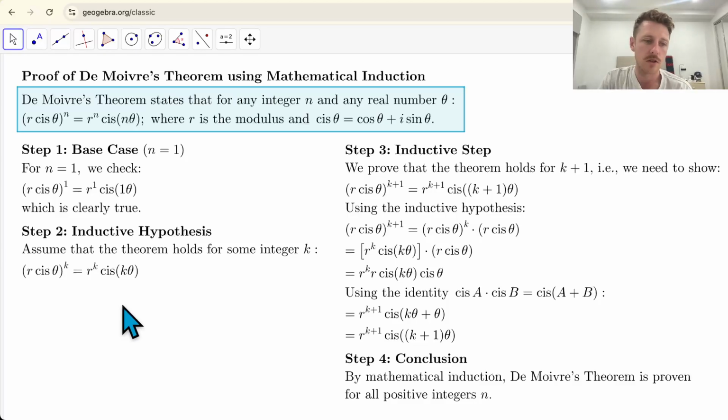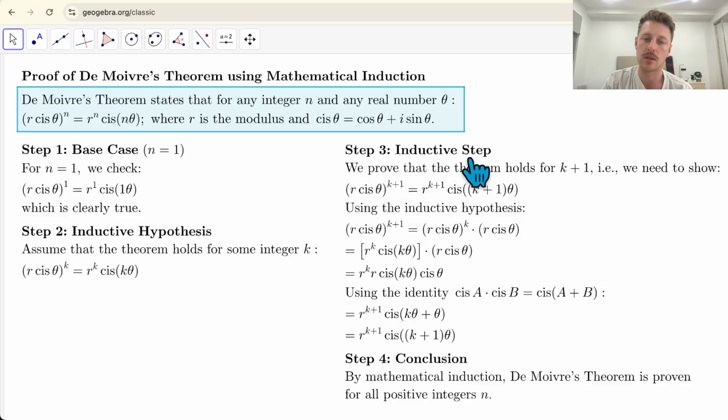Okay, then the next part is our inductive hypothesis. So assume that the theorem holds for some integer k. So assume that this is true. r cis of theta to the k equals r to the k cis of k theta.